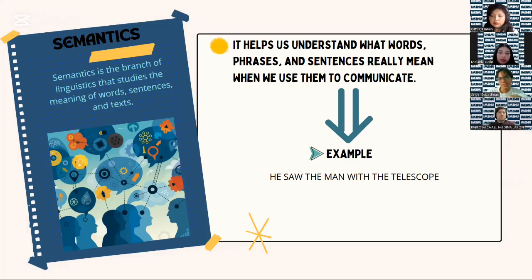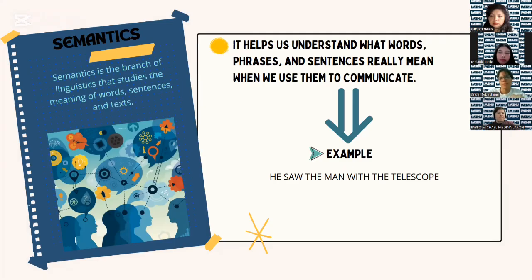For example, say a sentence like, "He saw the man with the telescope." That could mean that he used the telescope to see the man, or that the man had the telescope. Two different meanings for one sentence. That's ambiguity, and semantics helps us resolve it. But semantics isn't just about figuring out a confusing sentence. It also helps us understand humor, sarcasm, metaphors, dual meanings, and emotional tone.